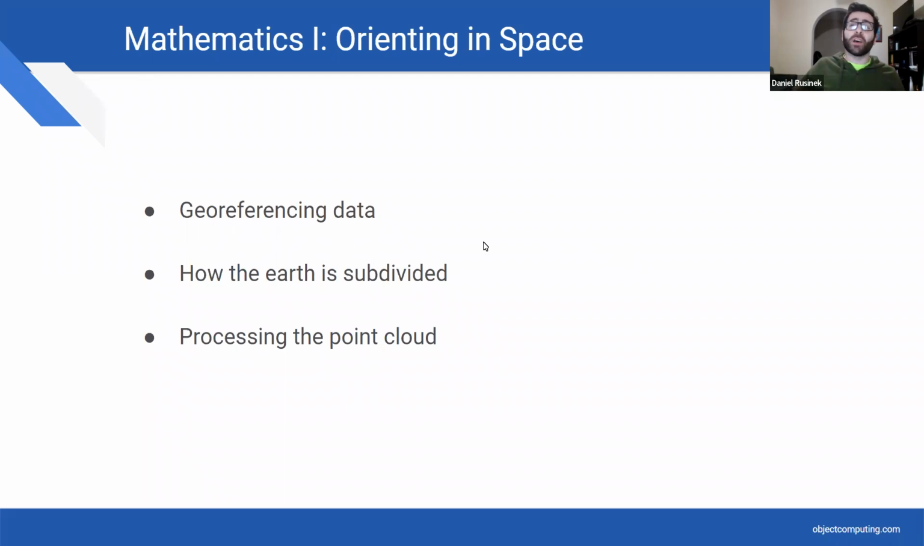So let's get started. We're going to talk a bit about georeferencing data, which is essentially just taking some data that's in a coordinate system of just a scanner and locating ourselves on the Earth. The Earth has to be subdivided into lots of different zones, and there are lots of different ways of projecting a round surface onto a map and being able to locate yourself and make use of that information. And then we're going to talk about processing the point cloud.